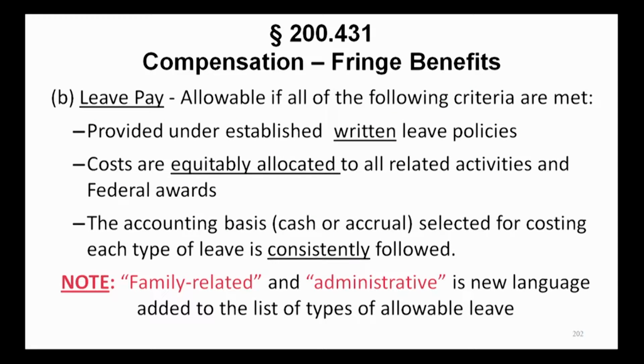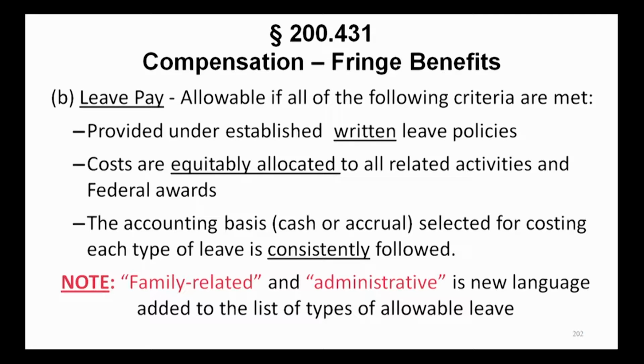So let's take a look at that. Leave: what's changed for paragraph B on leave pay. You'll notice there is some language added for family-related or administrative leave. So those are new terms that we didn't see in the former A-87.